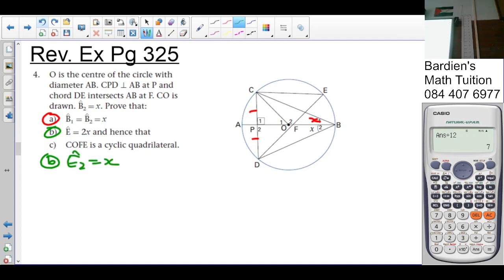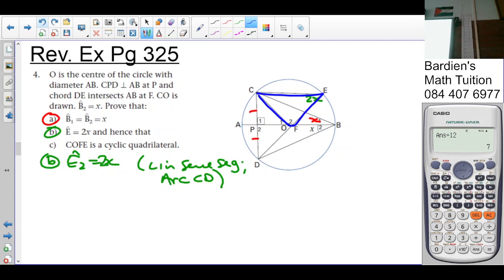Angle E2 is equal to 2x. Why? Because it's angles in the same segment, and it's coming from arc CD. So there's 2x. Then it says, hence COFE is a cyclic chord.